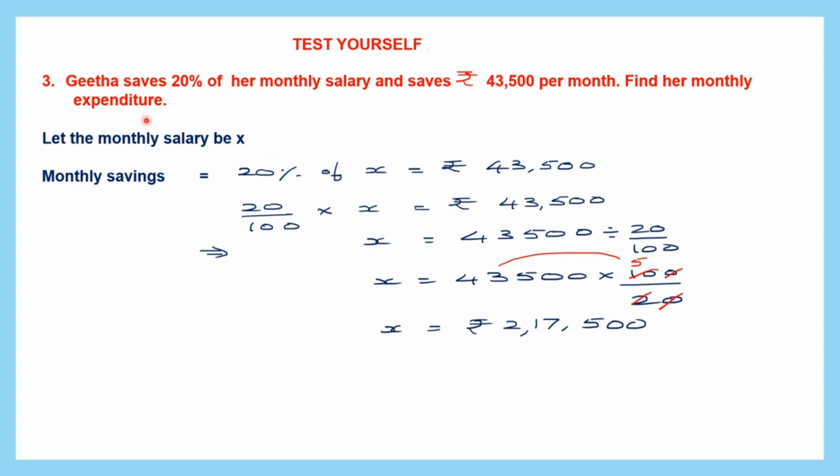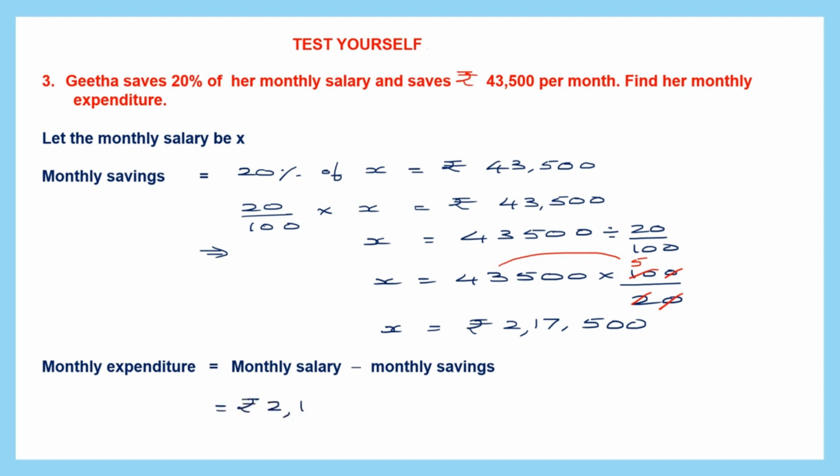Now we can find the expenditure. How do we find that? Now if you take the monthly salary and subtract the savings from it, what is left will be the monthly expenditure. So the monthly expenditure is monthly salary minus monthly savings. So let's write that monthly salary is rupees 2,17,500. This is the monthly salary and we're going to minus the savings which is 43,500 rupees.